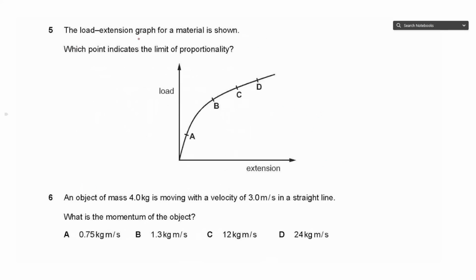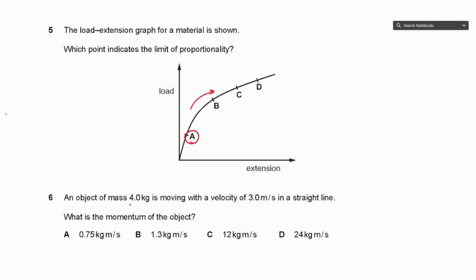Question 5 says the load extension graph for a material is shown. Which point indicates the limit of proportionality? The limit of proportionality is the end of the straight line passing through the origin before the line gets curved. So B, C, and D are all after the curvature, so the only choice here is A.